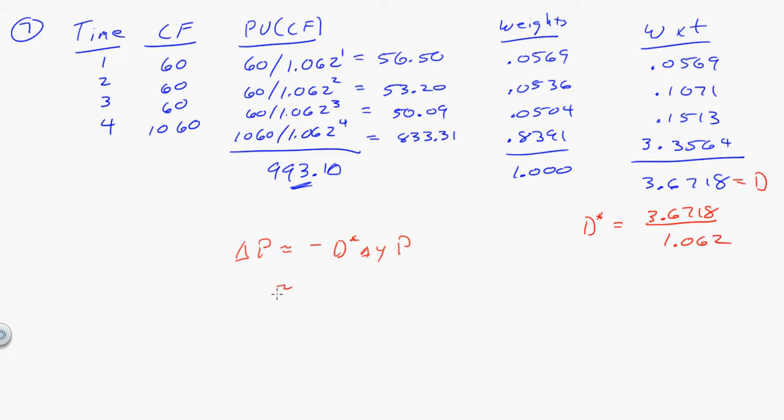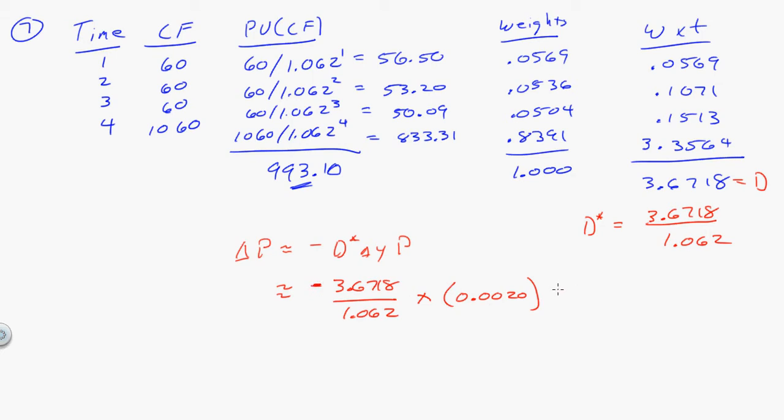So the change in the price is equal to minus 3.6718 divided by 1.062 times, it says the yield went up, right? The yield went up, so it increased by 20 basis points, which is 0.002. So that's 20 basis points. Keep up with the signs here. This is negative. Rates went up, that was positive. If rates have gone down, that would be negative. And negative times a negative would be positive, right? So if rates go up, bond prices go down. That's why you have the negative there.